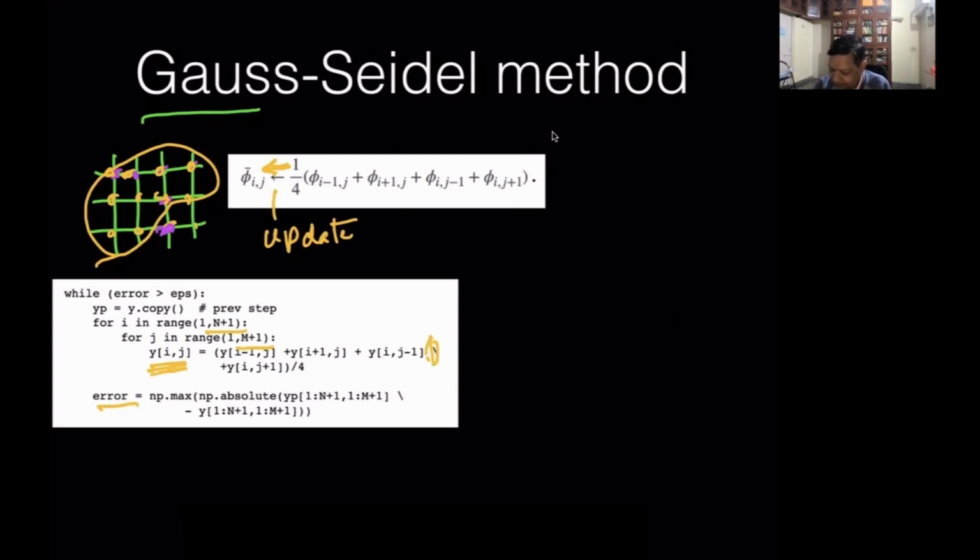Update and compute the error as absolute of the difference. We need to copy, so I have this. We keep a copy before we go in the loop, because I need to compute the error. This is just for bookkeeping. So compute the error of the past value minus the new one. And I come here again.